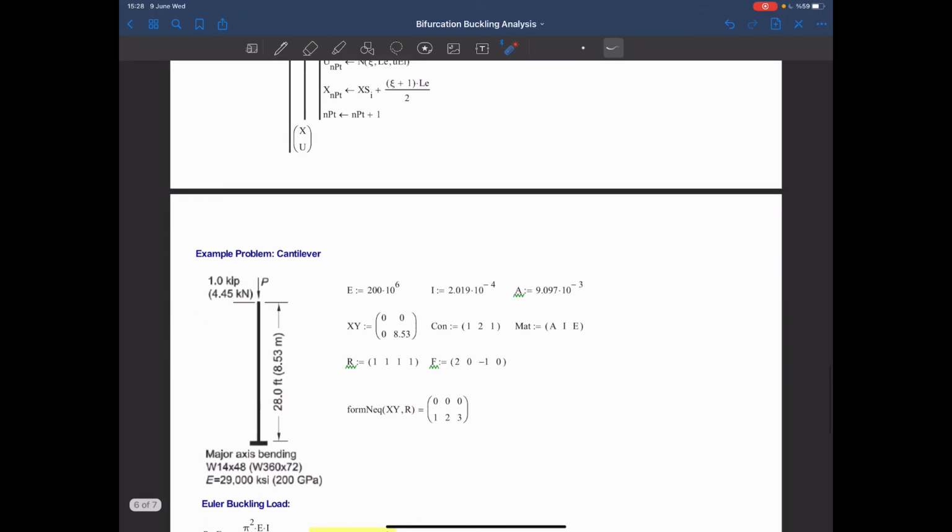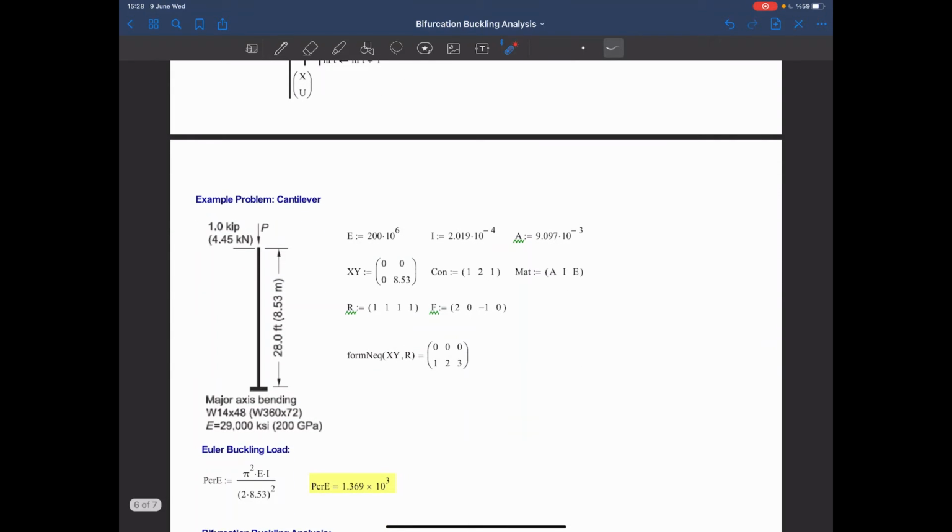All right, now let's take a look at an example problem. This example problem is from the AISC code. It's a benchmark problem to check if the software can perform geometric nonlinear analysis. It gives the analytical results for several cases. So I just take it as an example.